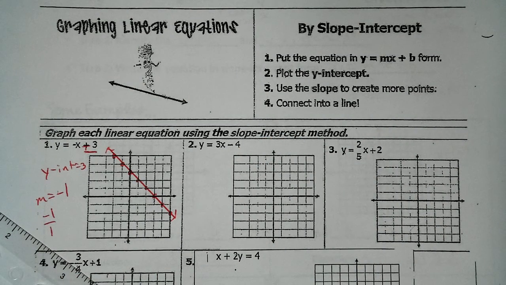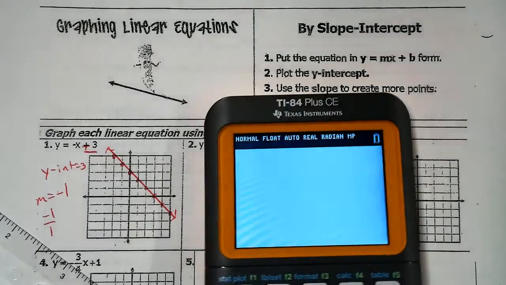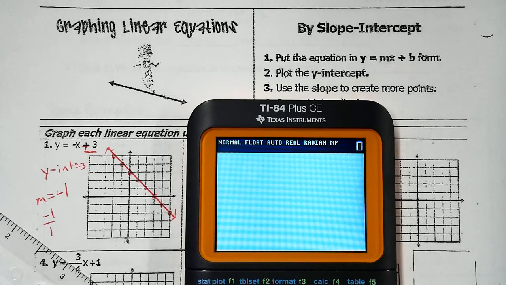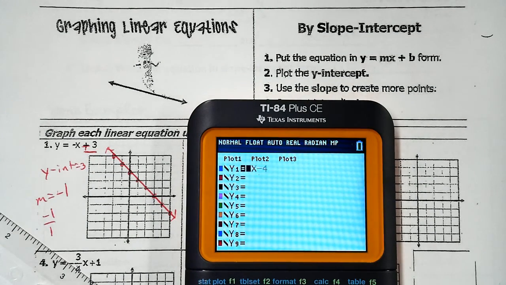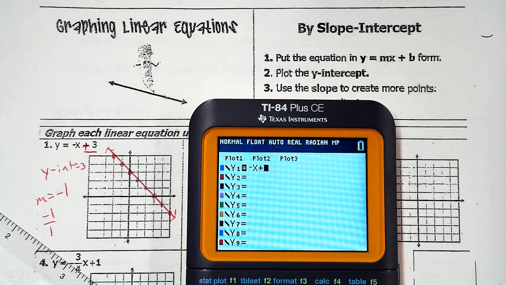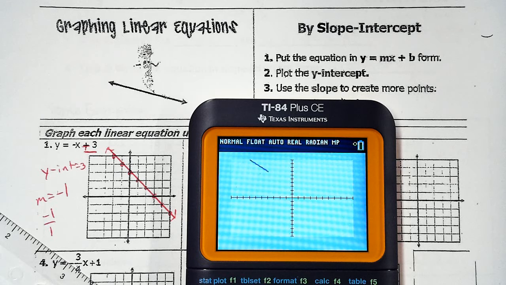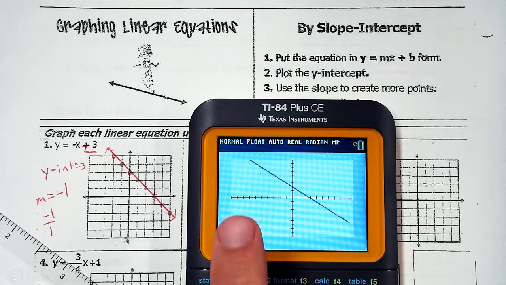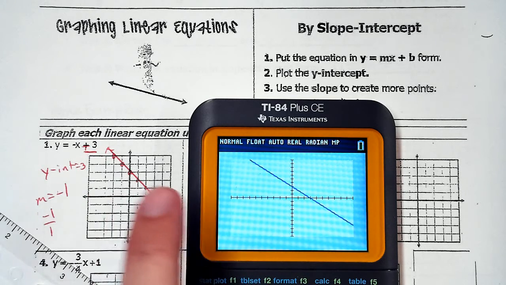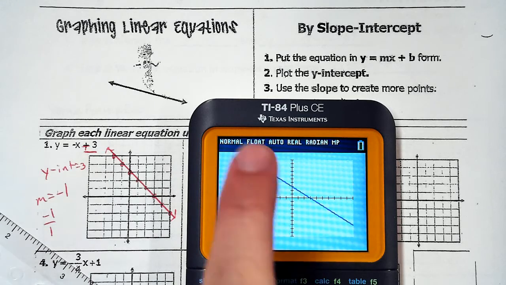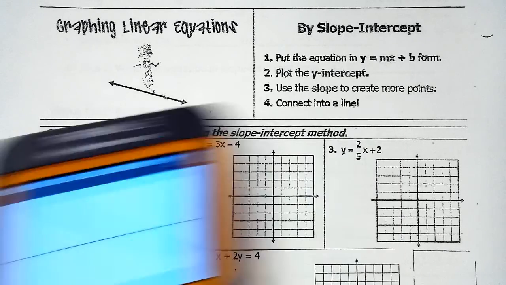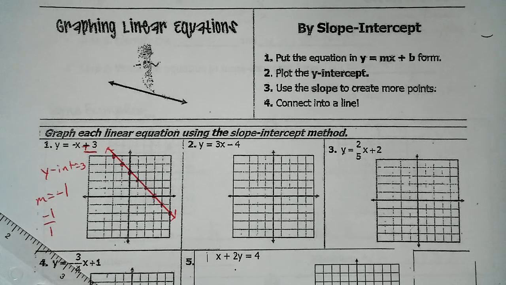Now, if you want to check it, you could just go on your calculator, go to y equals, and type in your equation. Negative x plus 3. Hit graph. It crosses at positive 3, just like on my graph. It goes down 1 over 1, and it looks really similar to the line I already have. Alright, let's try another one. Let's look at number 2.